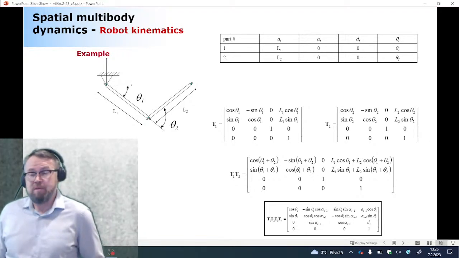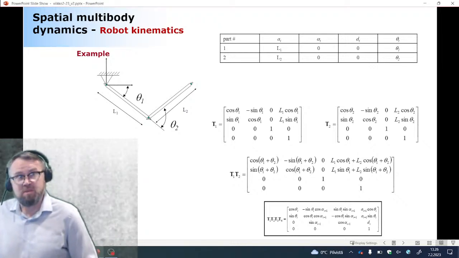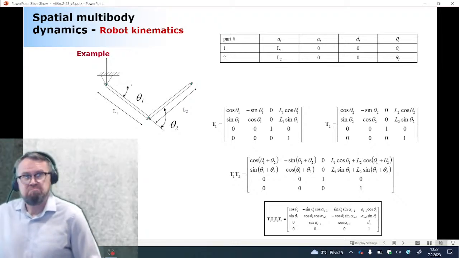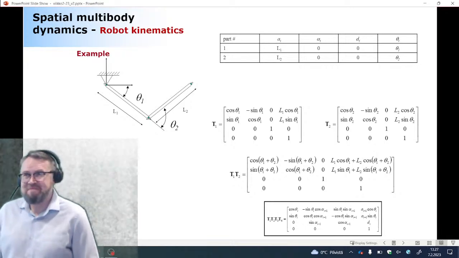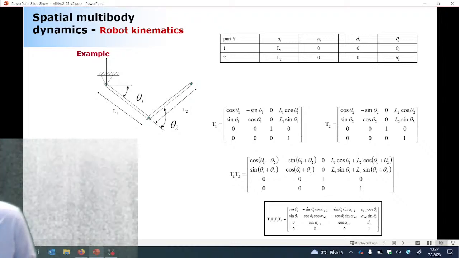Pretty effective. But what do you say? Is this something you feel is making sense, or not making much sense? Semi-sense. Okay? All right, so that's Denavit-Hartenberg.